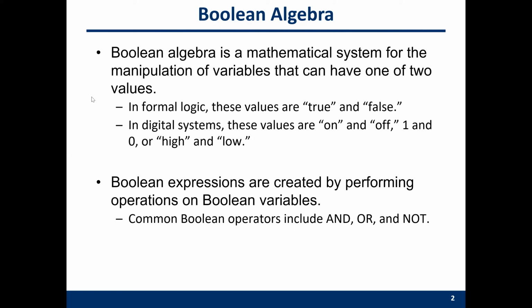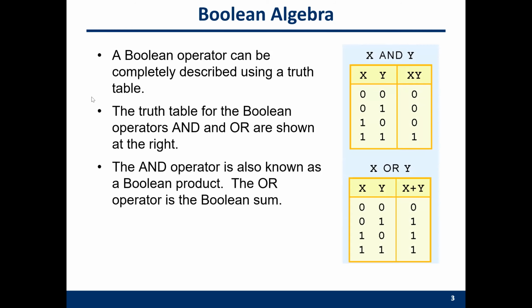So a binary variable means the value can be true or false, which is one or zero in our digital system. And Boolean expressions are created by performing operations on the Boolean variables. The Boolean operations include NOT, AND, and OR. These are two examples of AND and OR.